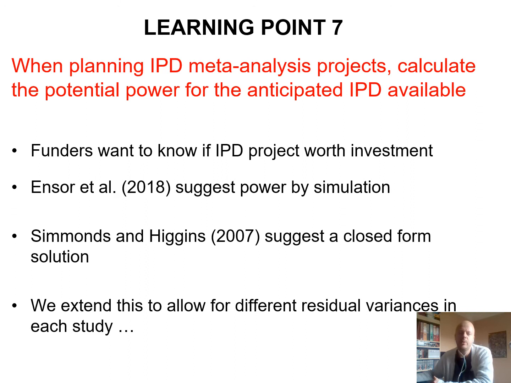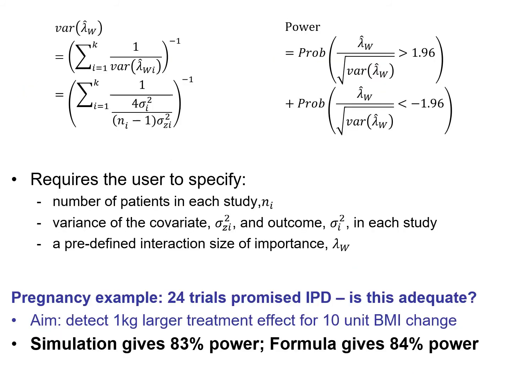In a paper with Joie Ensor, we looked at this, but also looked at this by a simulation-based approach. For continuous outcomes, there are also some closed-form solutions originally proposed by Simmonds and Higgins. We extended this work to allow for different residual variances per study.